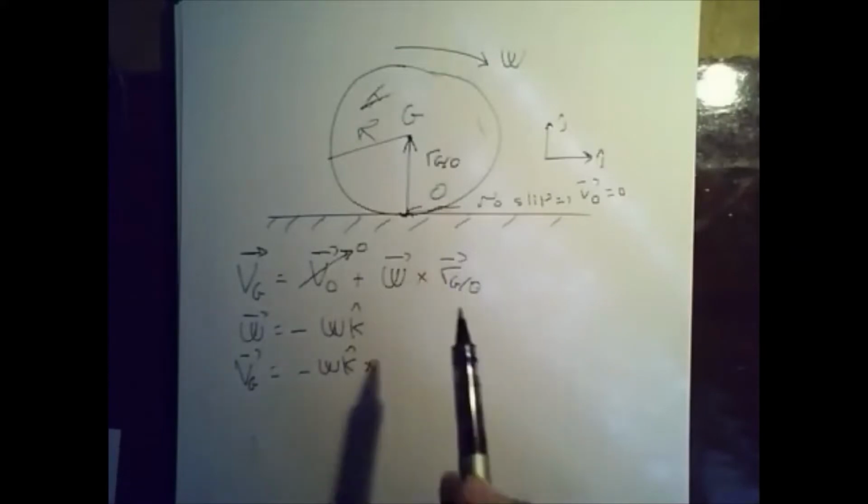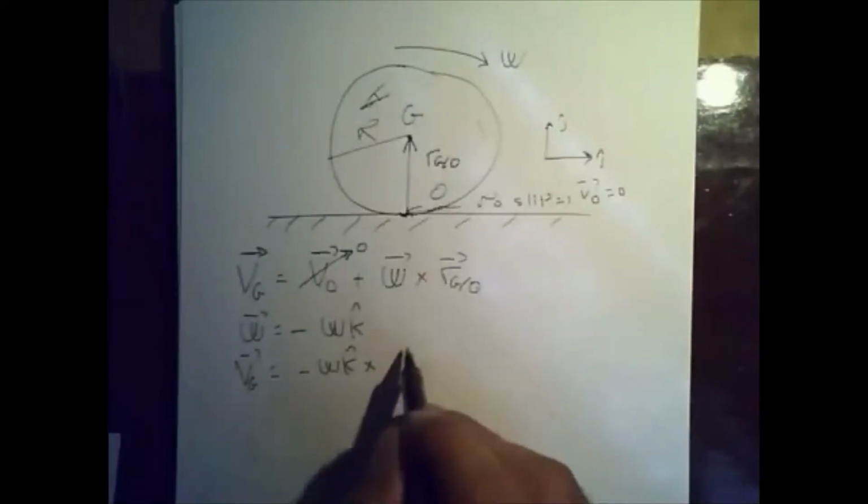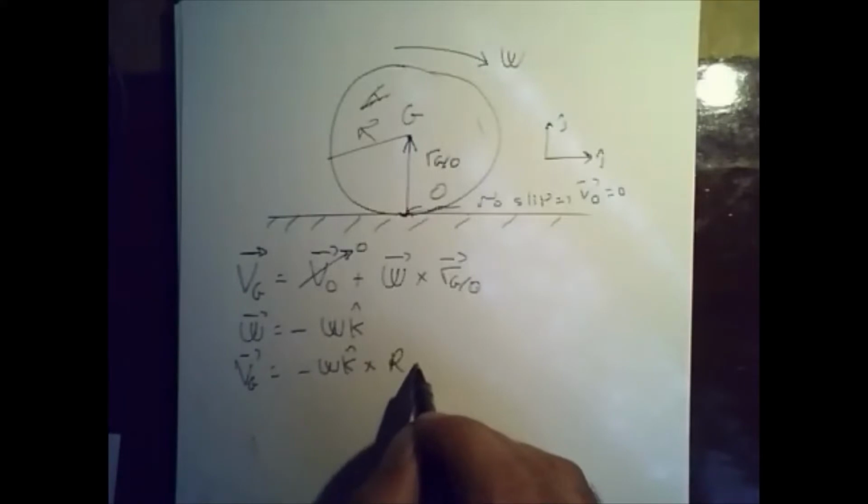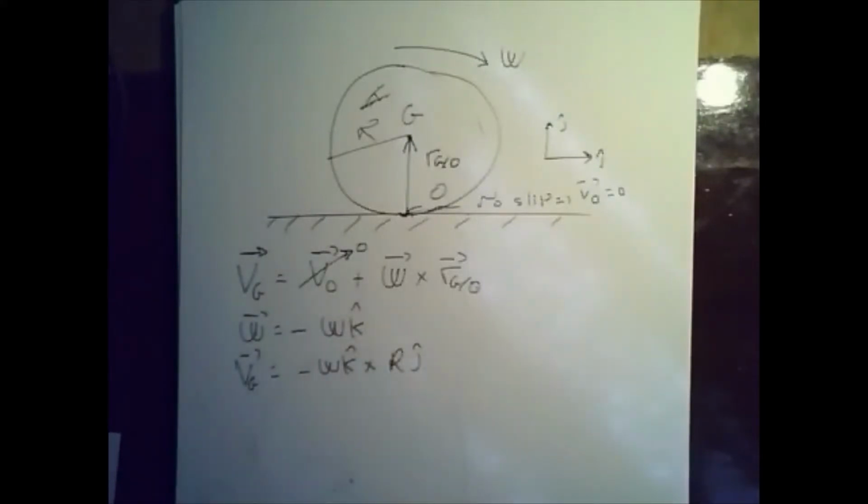RGO is from O to G. So RGO is actually equal to what? RJ. Okay. So right now what remains is to do the cross product of these two vectors.